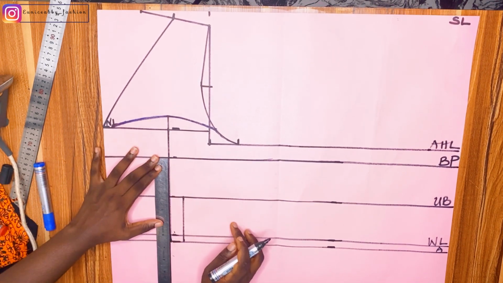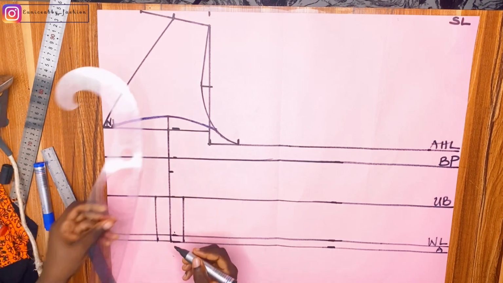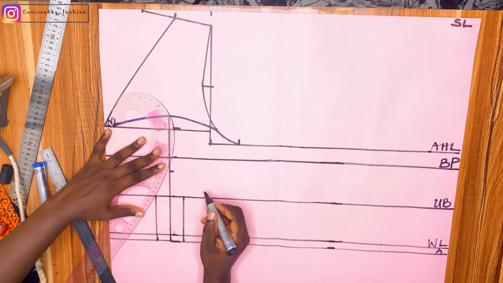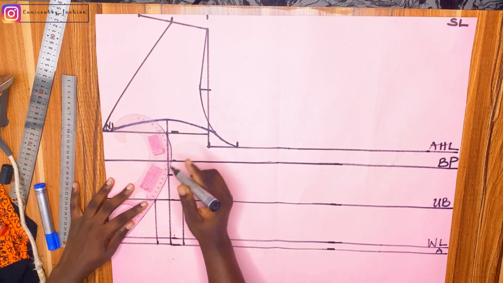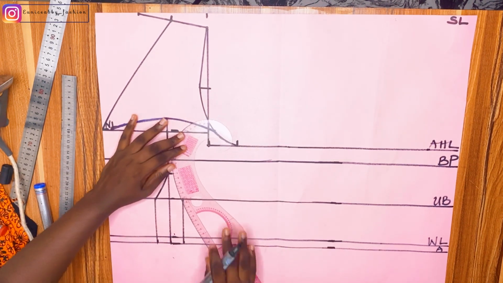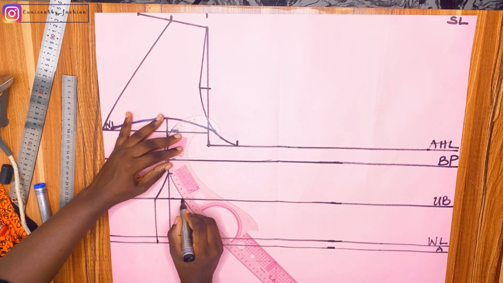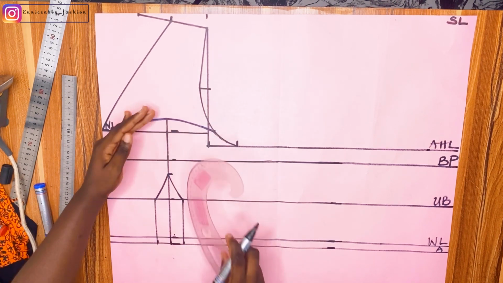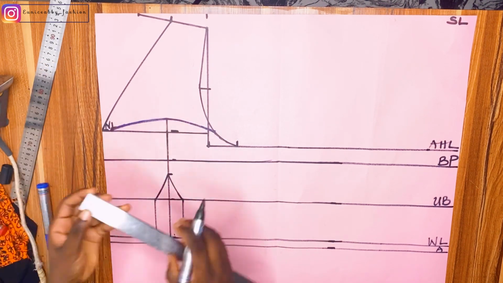On the bust line, I'm going to come down by 1 inch, then I'll go in with my curved ruler and connect the points just exactly how you see me doing. Please endeavor not to make this part too curvy, and do not make it too straight either. Just let it be in between, just a little curvy, a little straight.